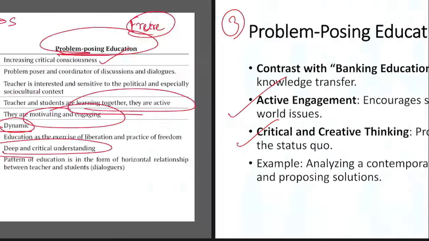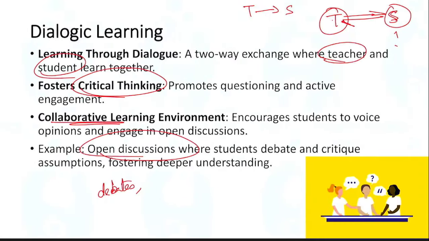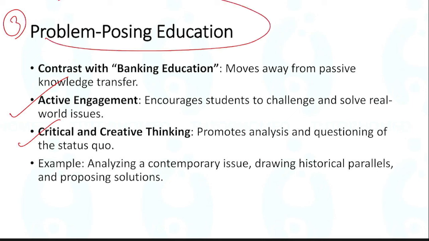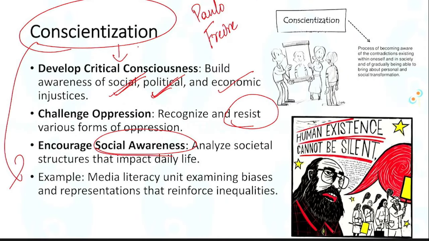Critical pedagogy basically is the empowerment of the people, students, by encouraging critical thinking. Critical thinking occurs because of dialogic learning. It is a two-way exchange between the teachers and the students, via collaborative learning, open discussions, and open debates. Okay, so that will build a problem-posing education system that will encourage creative and critical thinking, and increase conscientization in the students.